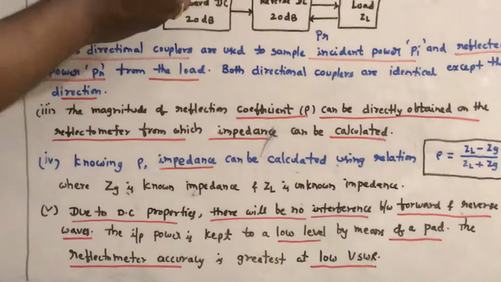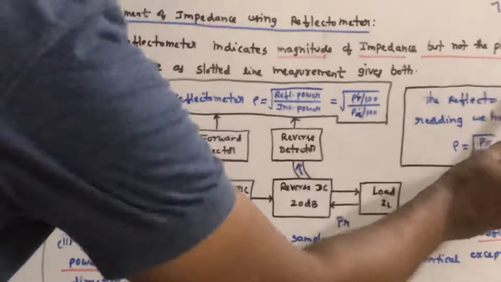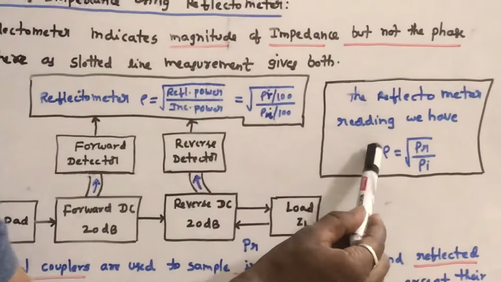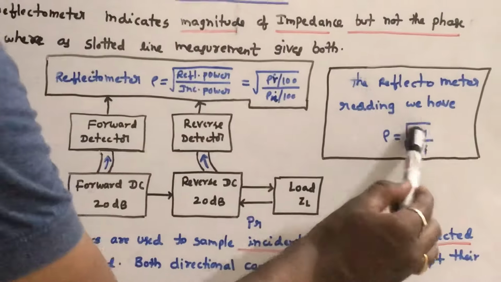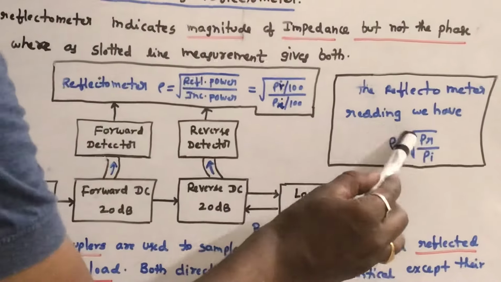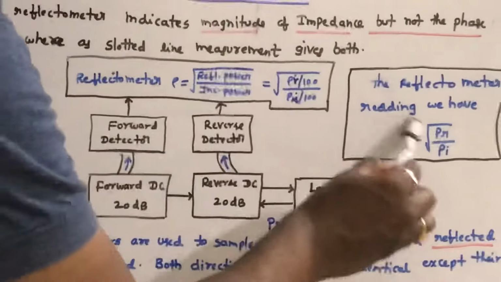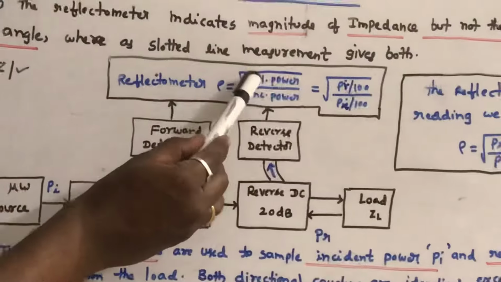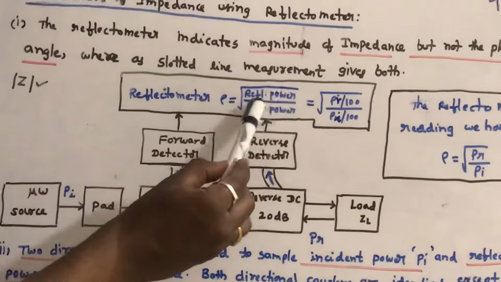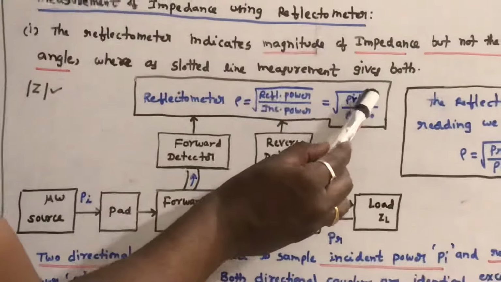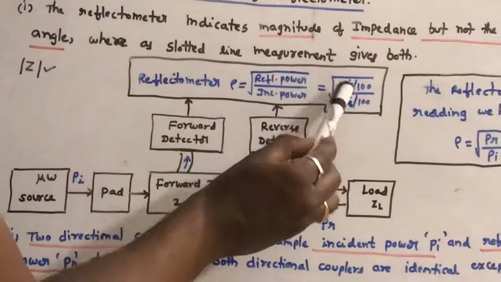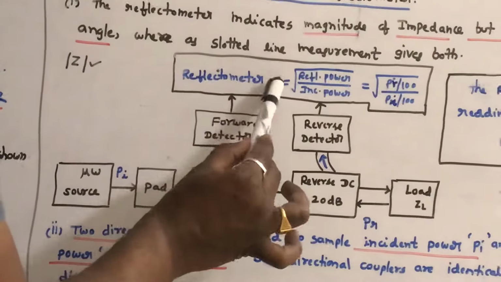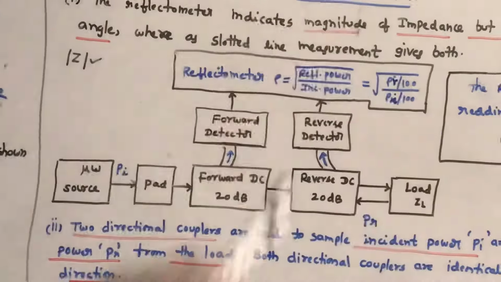So this is how the reflectometer reads. This is the formula which we have to remember. The magnitude of reflection coefficient is simply the square root of reflected power to incident power. So from this we can measure the magnitude of reflection coefficient. The same formula in words: reflected power by incident power, PR by 100 by PI by 100, the 100 gets cancelled, so it is the square root of PR by PI. So the reflectometer gives the magnitude of reflection coefficient from this formula.